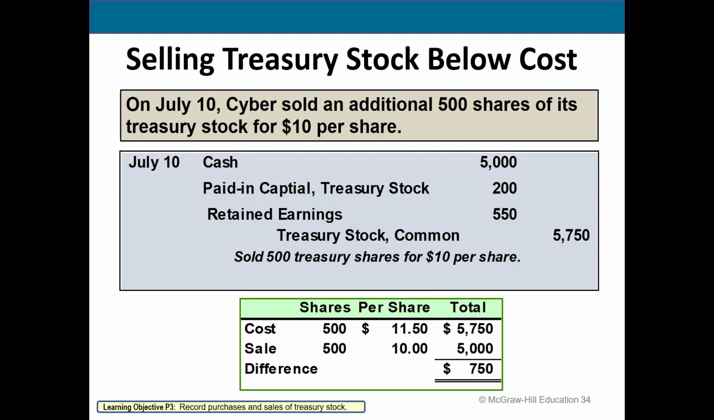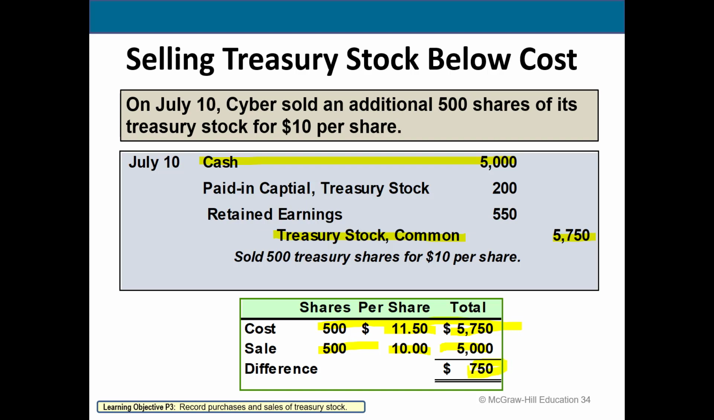If we sell it for less than our cost, we're going to do the same computation. Here we sold it for $10. Remember, we paid $11.50. So the cash received will be the 500 times 10. So we're going to debit cash. And we have to take it out of the treasury stock at $11.50. So that's the $5,750, 500 times $11.50. The difference is $750.